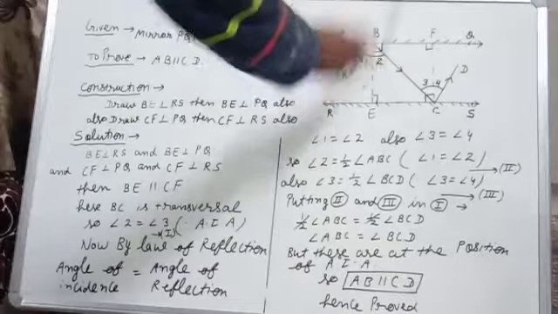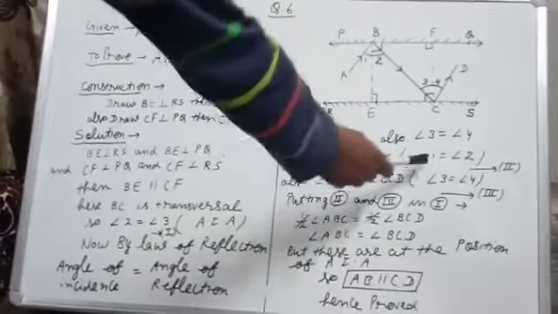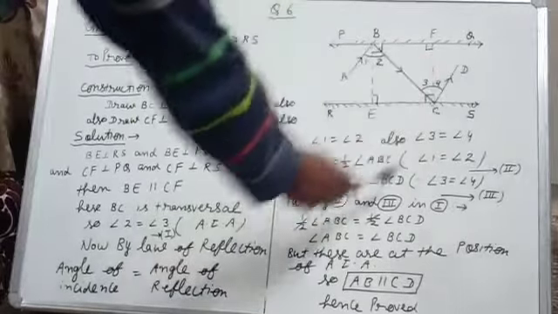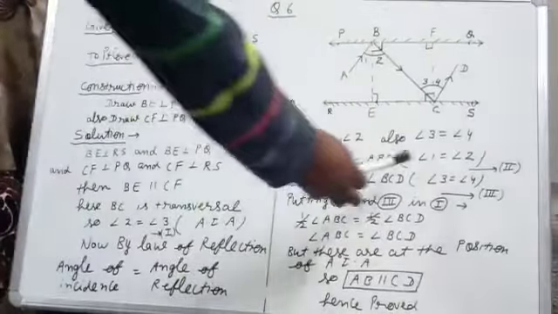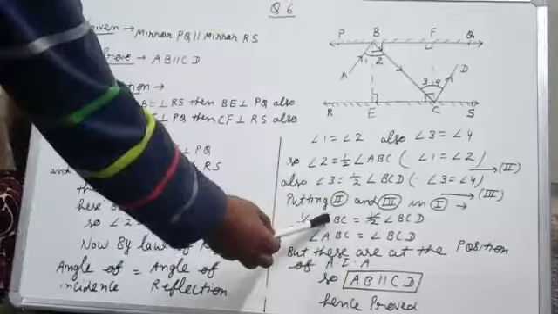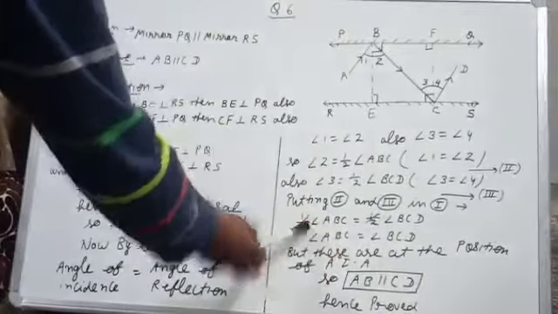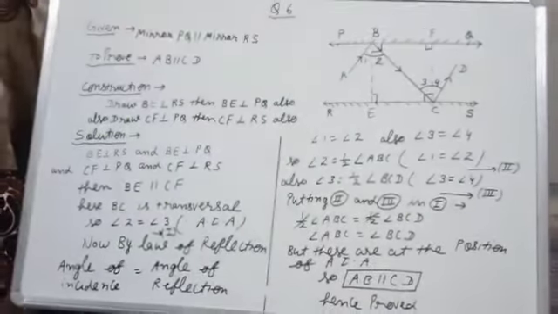When angles 1 and 2 are equal, I can say that angle 2 is half of angle ABC. This is the reason. In the same way, angle 3 is half of angle BCD. Let this be equation number 2 and this be equation number 3. We have to put equations 2 and 3 into equation 1. So in place of angle 2 we write half of angle ABC, and in place of angle 3 we write half of angle BCD. The halves cancel out and we are left with angle ABC equal to angle BCD.